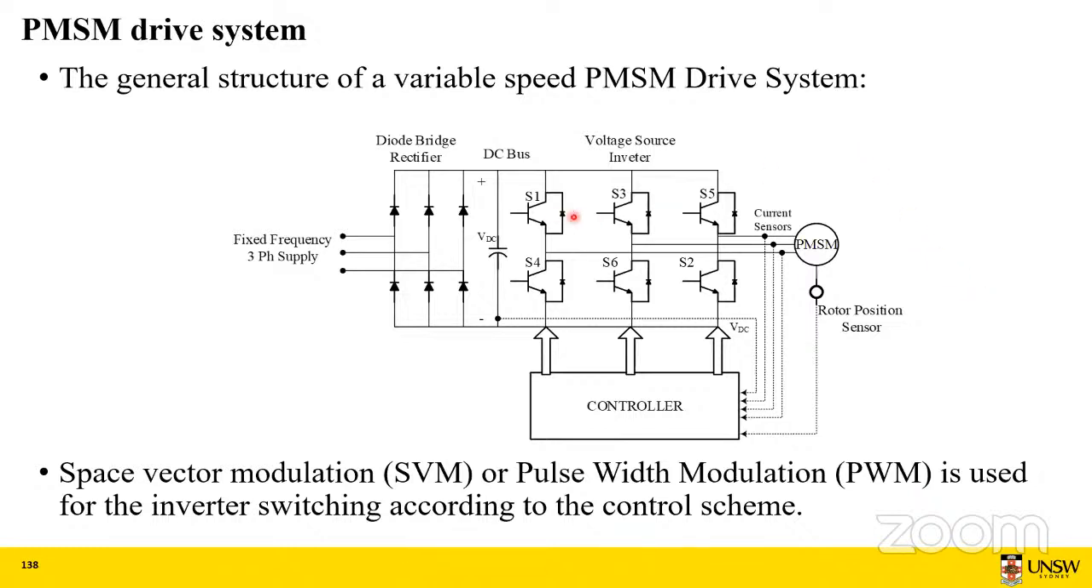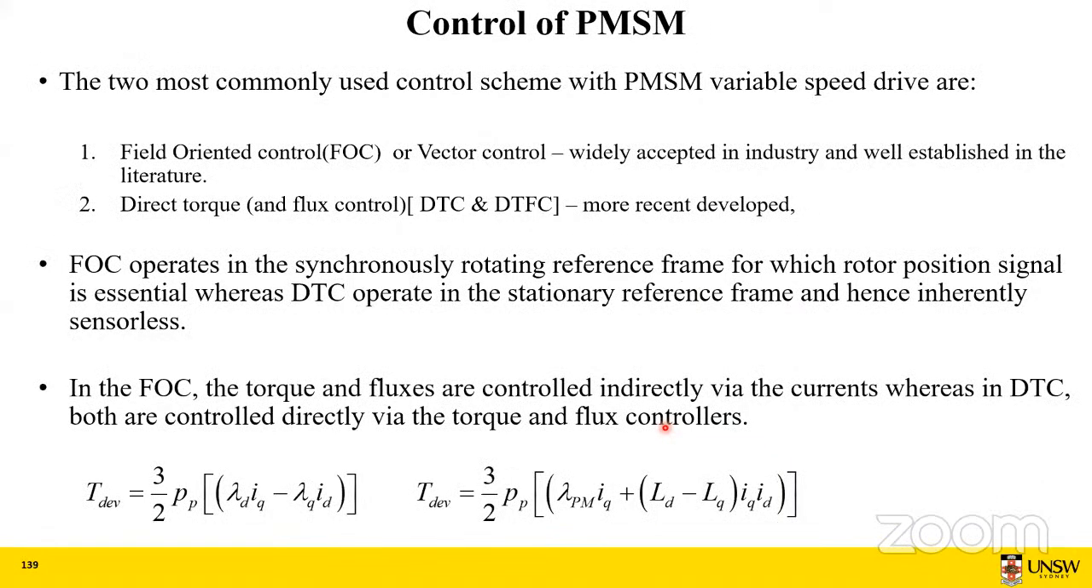You must have an inverter, you must have a DC bus, which may come from a 3-phase supply or from a battery, and you must have this controller. So inside this controller sits that field-oriented control. So we are interested in controlling the torque or speed, and so our controllers will be according to our requirement.